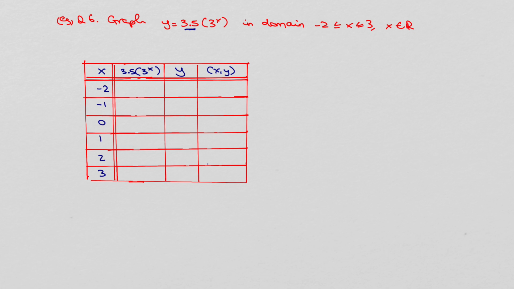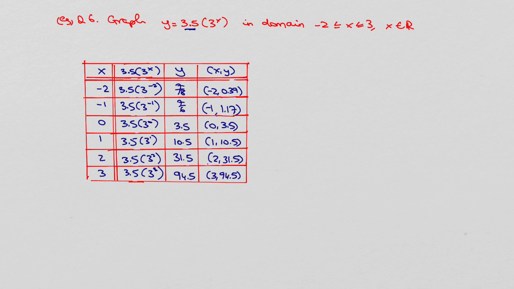So if we have 3.5 multiplied by 3 to the power of minus 2, 3.5 times 3 to the power of minus 1, 3.5 times 3 to the power of 0, and so on, that gives us an output value for y. If we fill out our table for our y values, again we're going to get fractions all the way down here, so we may as well write our answer in decimal form for the purpose of sketching.